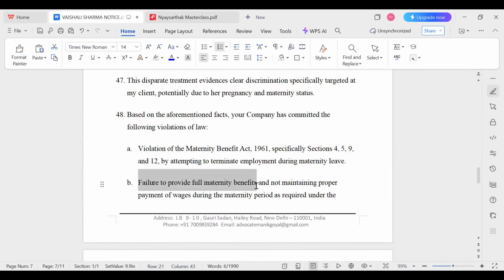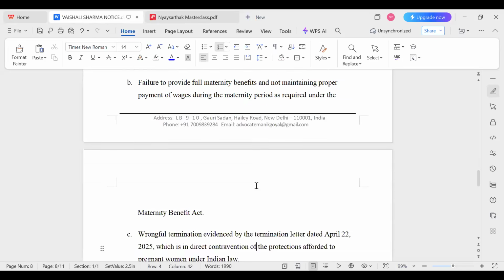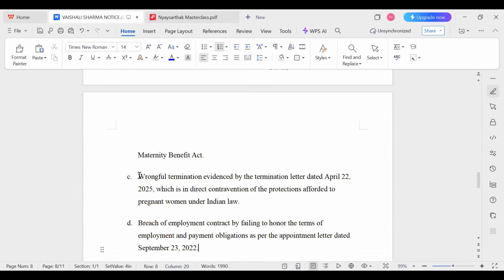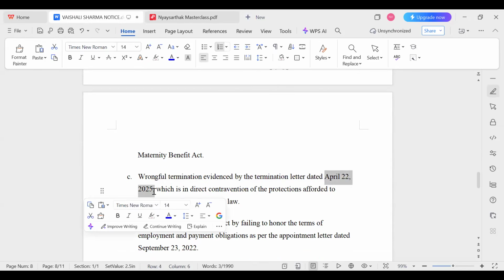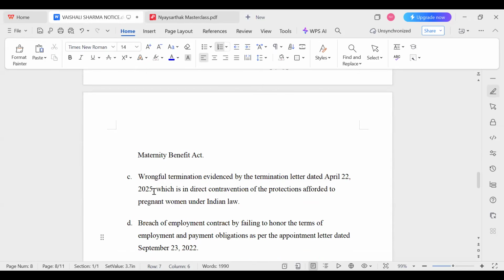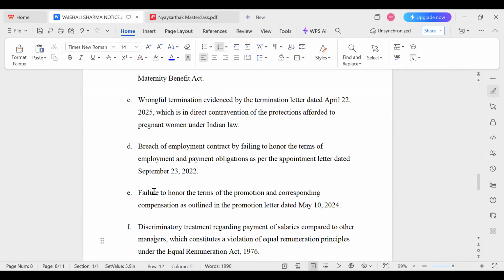After that, we have mentioned wrongful termination, evidenced by the termination letter. We have written that the termination letter was sent on 22nd April 2025. Then we have written that you have breached the employment contract also, so it will be counted as a Contract Act violation too: breach by failing to honor the terms of the employment and payment obligations as per the appointment letter dated 23rd September 2022.